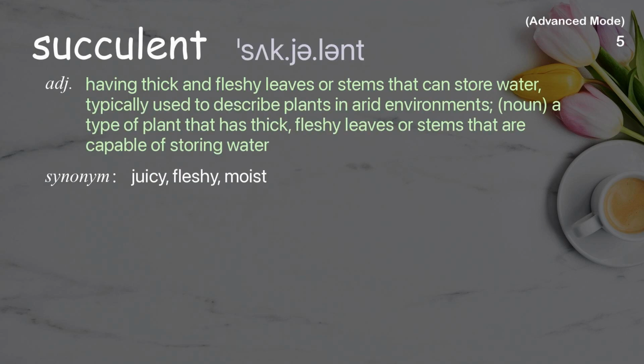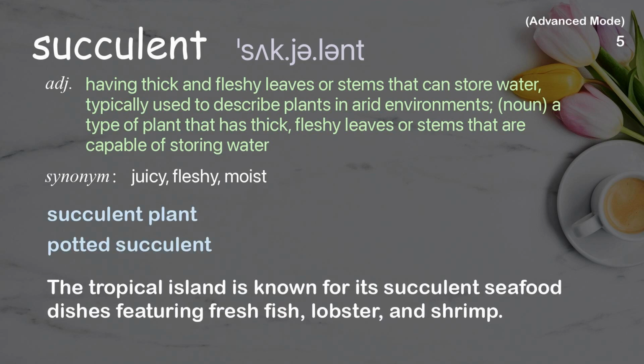Succulent. Having thick and fleshy leaves or stems that can store water, typically used to describe plants in arid environments. Noun: a type of plant that has thick, fleshy leaves or stems that are capable of storing water. Examples: Succulent plant. Potted succulent. The tropical island is known for its succulent seafood dishes, featuring fresh fish, lobster, and shrimp.